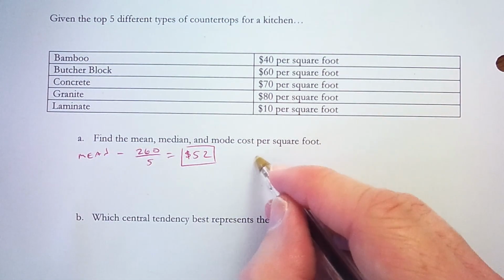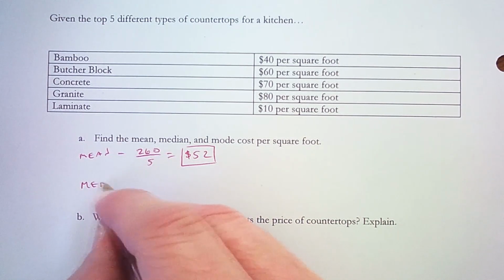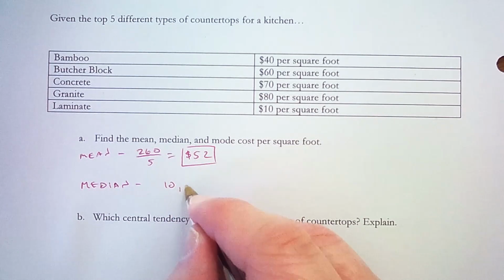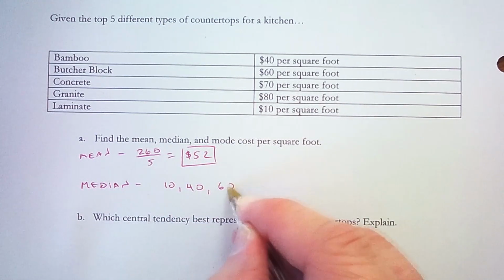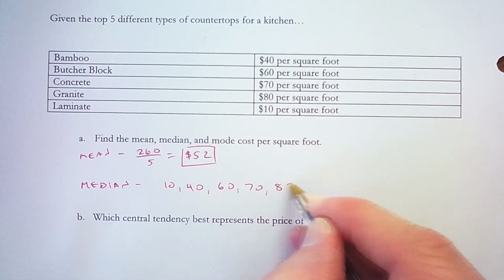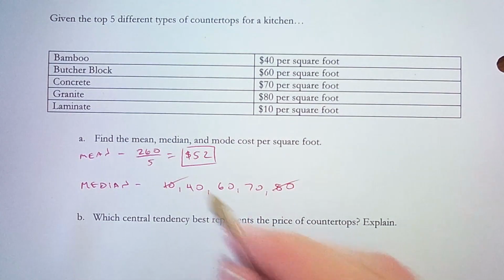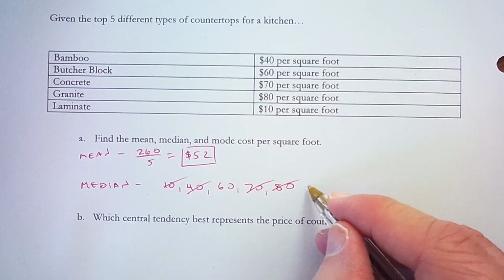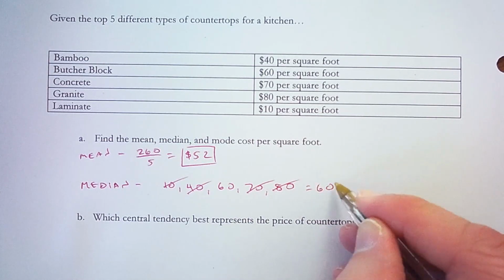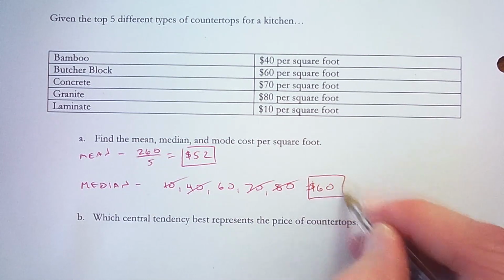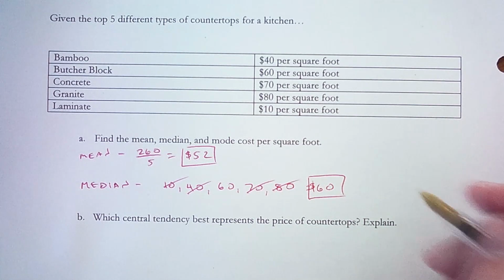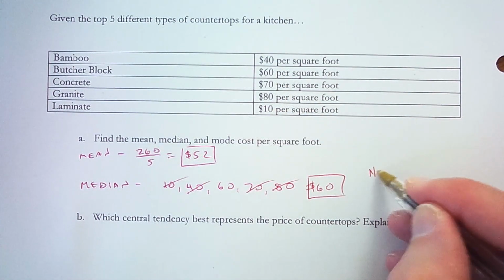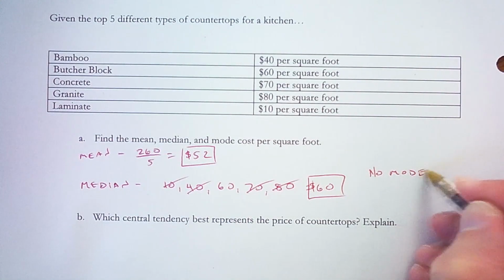The median, in numerical order, we've got 10, 40, 60, 70, and 80. Cross off one from each end until I get to 60. So the median is $60. And then I would say that since they're all used one time exactly, there is no mode for this data set.